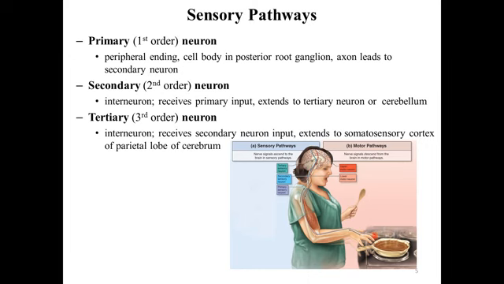Do you remember where sensory signals go in the cerebrum? That's right. Sensory information goes to the primary somatosensory cortex in the postcentral gyrus of the parietal lobe, and that is where tertiary neurons end, that is, they synapse with cerebral neurons. The image summarizes the sensory pathways, how they ascend to the brain, beginning with primary neurons.